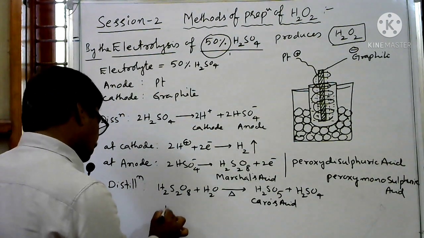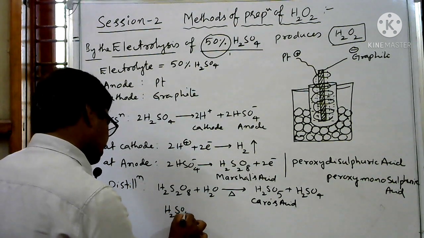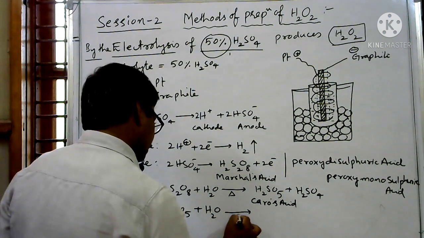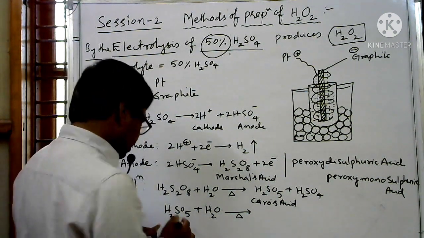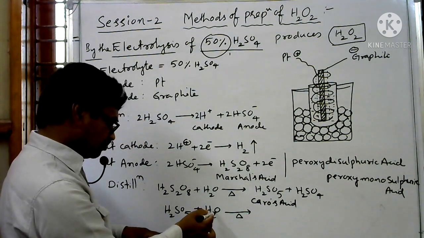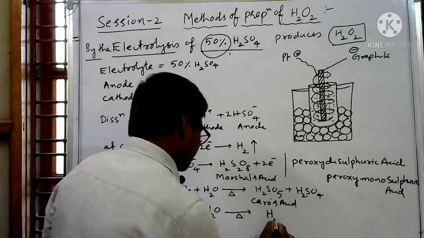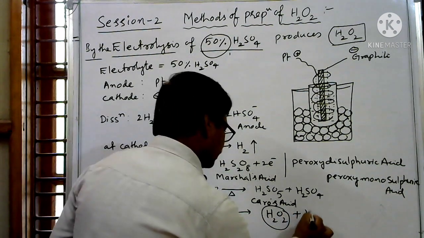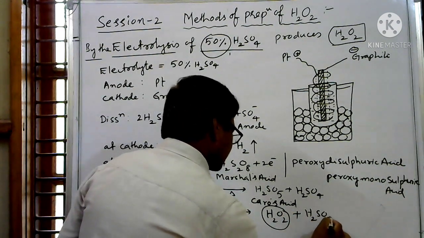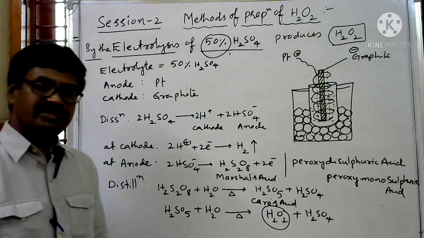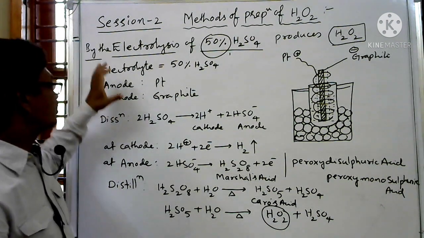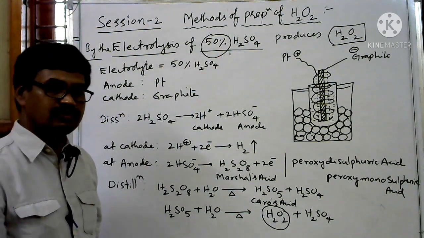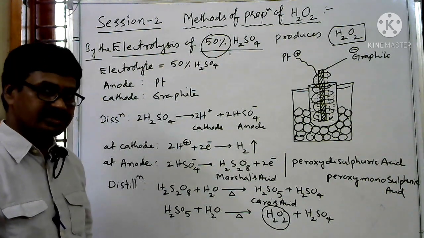Then this H2SO5, which is Caro's acid, again distilled in the presence of small amounts of water, produces... See here, from these 5 oxygens, one oxygen combines with this H2O and forms our compound, that is H2O2. This is our compound. Plus this is converted into H2SO4, sulfuric acid. So in this way we can prepare hydrogen peroxide by the electrolysis method. Electrolysis of 50% H2SO4 gives hydrogen peroxide.